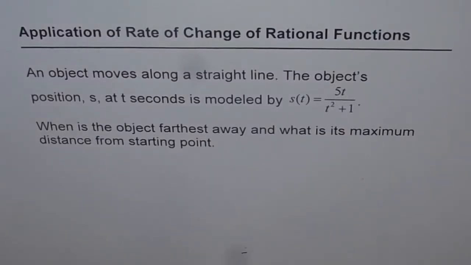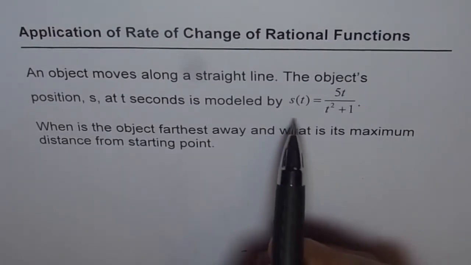Application of rate of change of rational functions. An object moves along a straight line. The object's position s at t seconds is modeled by s of t equals 5t divided by t squared plus 1. When is the object farthest away and what is its maximum distance from the starting point?